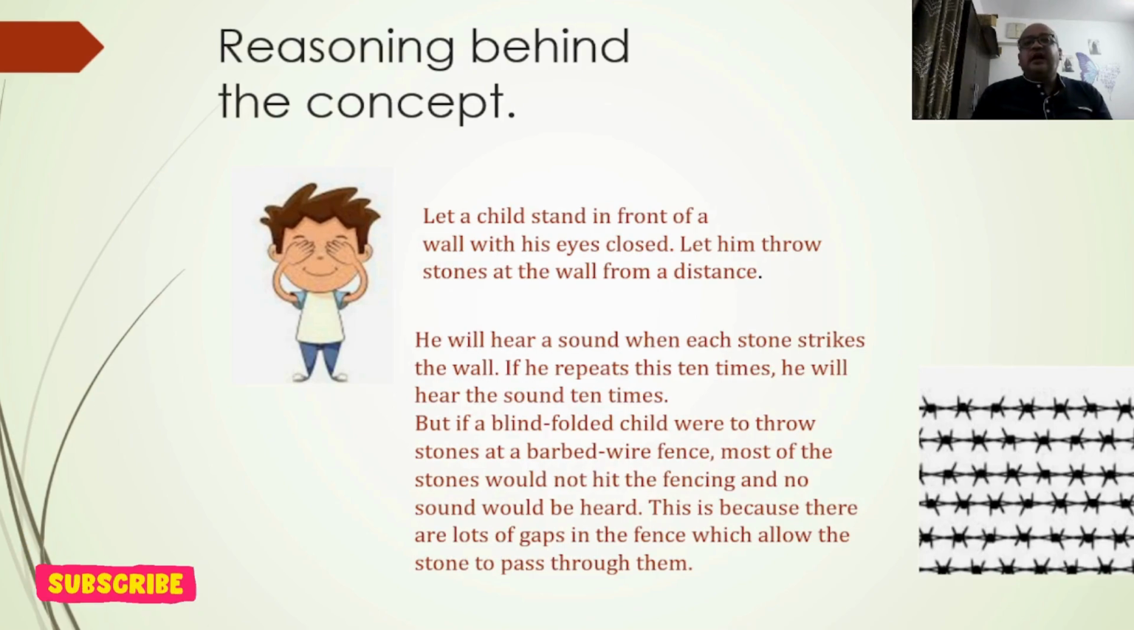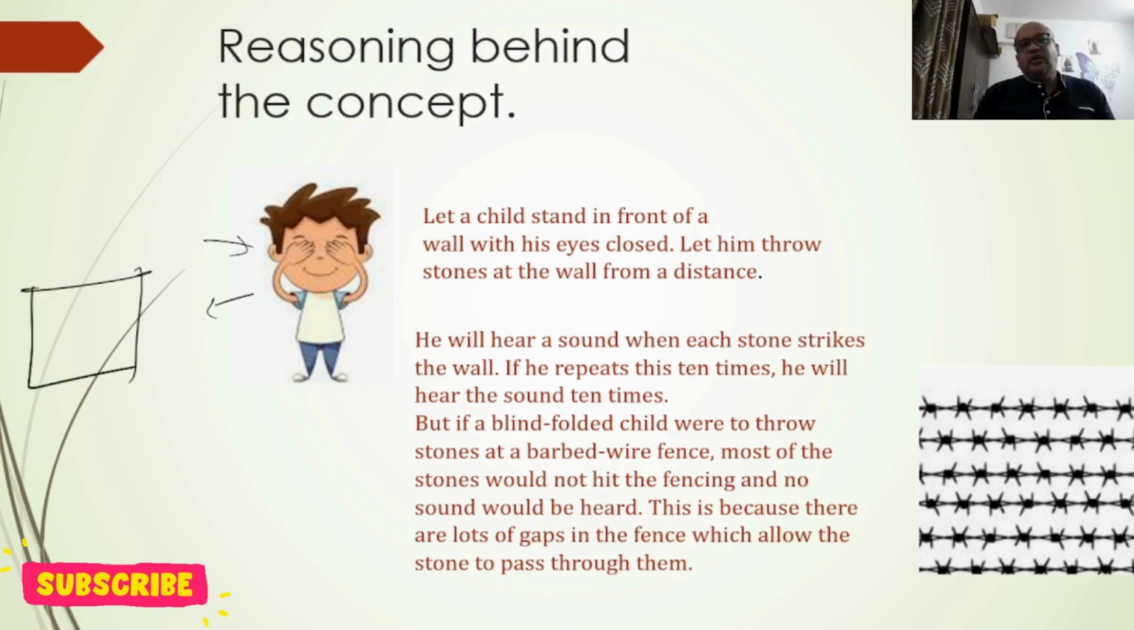Then the reasoning behind the concept. Let's see the reasoning behind Rutherford's concept. So what he thought about the experiment, what he did with the gold foil. Let a child stand in front of a wall with his eyes closed. So the eyes of this child are closed, right? Let him throw stones at the wall from a distance. So he has stones and he's throwing stones at the wall.